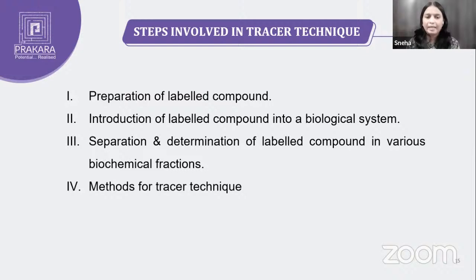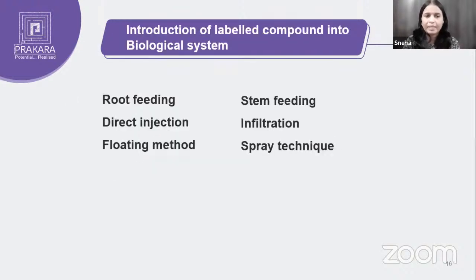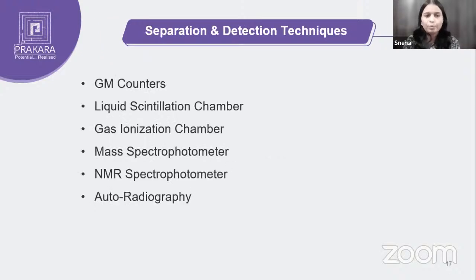So this is the connection. First we will introduce the radiolabeled compound, and after introduction, it will enter into the biosynthetic pathway. Then we will directly go for separation of the secondary metabolites. After separation and isolation, for that isolated compound, we will check the radiolabel. And then we will try to find out the method. So this is the tracer technique. These are the things we have to do for the radiolabeling.